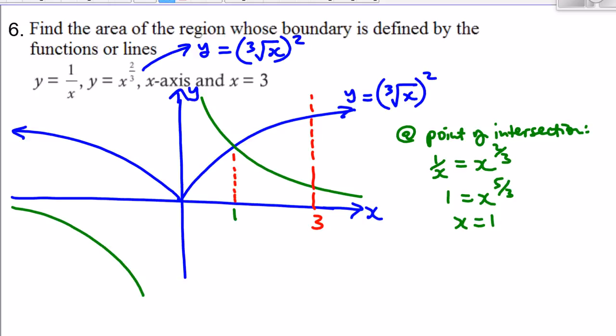Now we want to find the region that's defined by these three functions. So that region will be this one here. Okay, so that's the region that's defined by the three functions. So what I'm going to do next is to try and find the area of this region. I'll divide it into two parts. I'll call this A and call that B. Find the area of A, find the area of B, and then add them up.